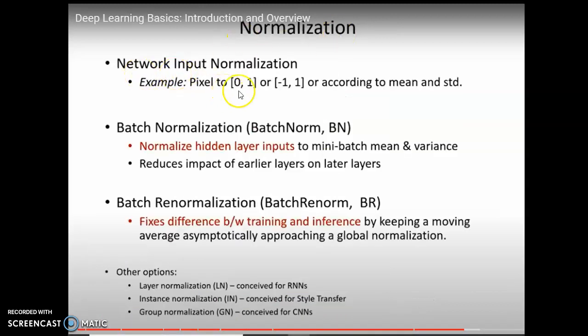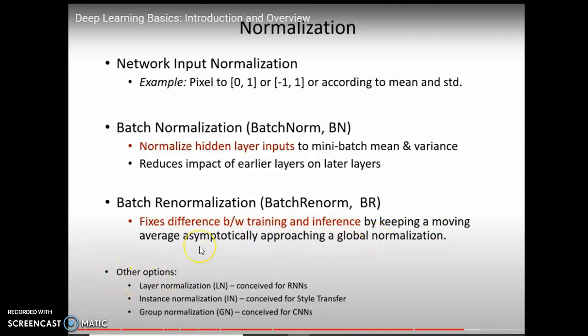Normalization. Network input normalization, for example scaling pixels to 0 to 1 or minus 1 to 1, or according to mean and standard deviation. Batch normalization, batch norm BN, normalizes the hidden layer inputs using the mini batch mean and variance. It reduces the impact of earlier layers on later layers. Batch renormalization, batch renorm BR, fixes the difference between training and inference by keeping a moving average asymptotically approaching a global normalization.